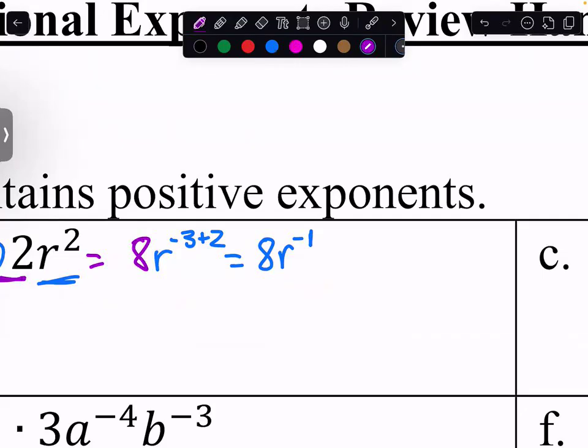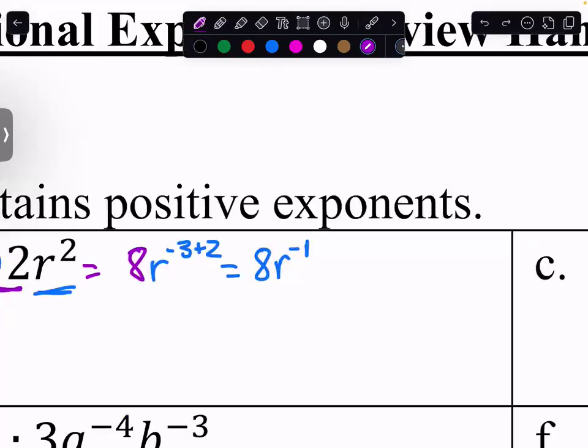Correct. So in this case, the exponent only affects the nearest thing. So the -1 is only attached to the r. It's not affecting the 8. So it's not this, it's just this. 8 over r, okay. The 8 will stay where it is, but the r to the power of -1 moves into the denominator. And that's how you turn a negative exponent positive.